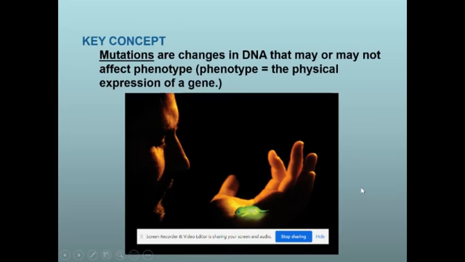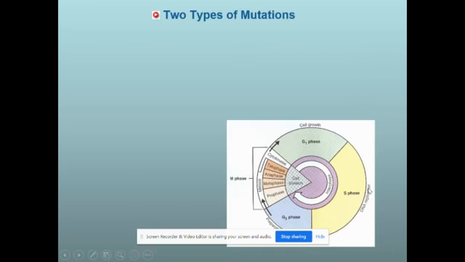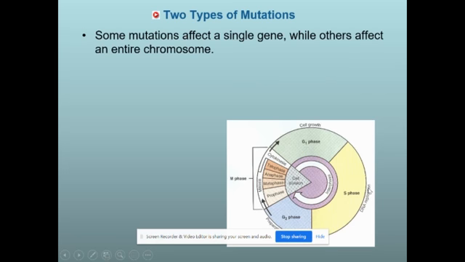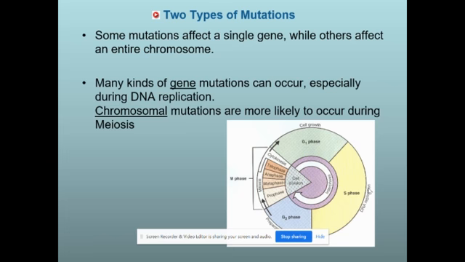So mutations are changes in the DNA that we've talked about. It affects things like the phenotype, what you can actually see. Two types of mutation include the single gene and those that affect the chromosome. So one of them is the chromosomal mutations. That happens in meiosis with the sex cell division.